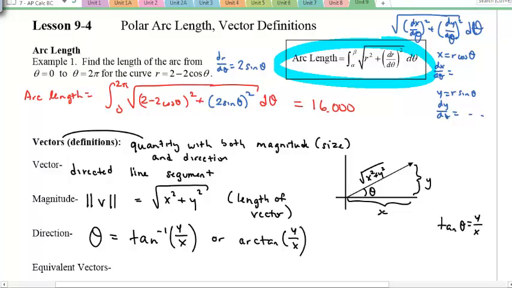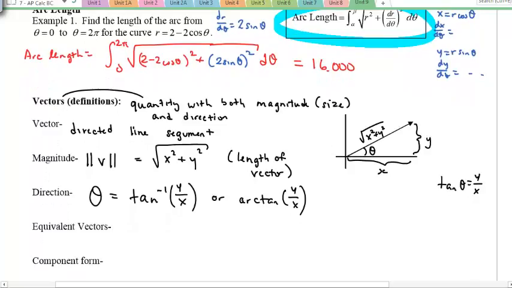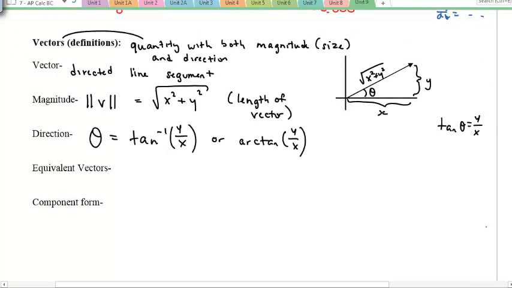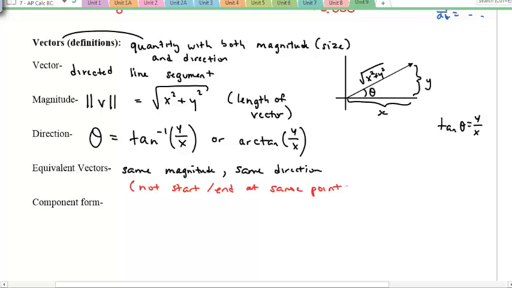Now, you will encounter equivalent vectors. And equivalent vectors are just vectors with the same magnitude. And not only that, they're going in the same direction. So same length, same direction. What's different though then? Well, the key thing is they might not start or end at the same point. Okay? And I'll show you an example of that in a second.